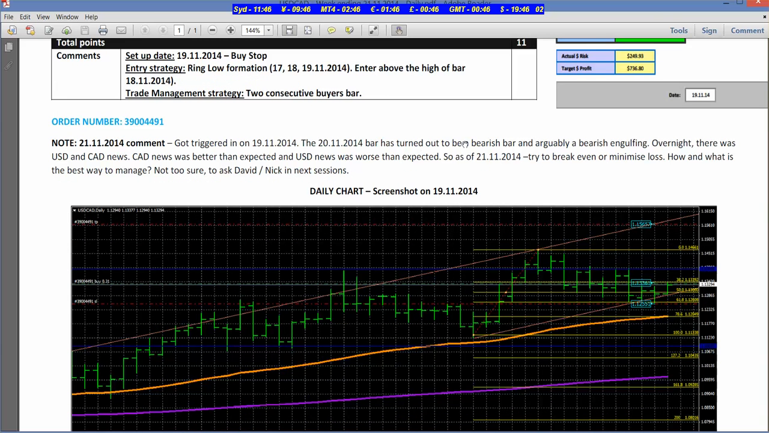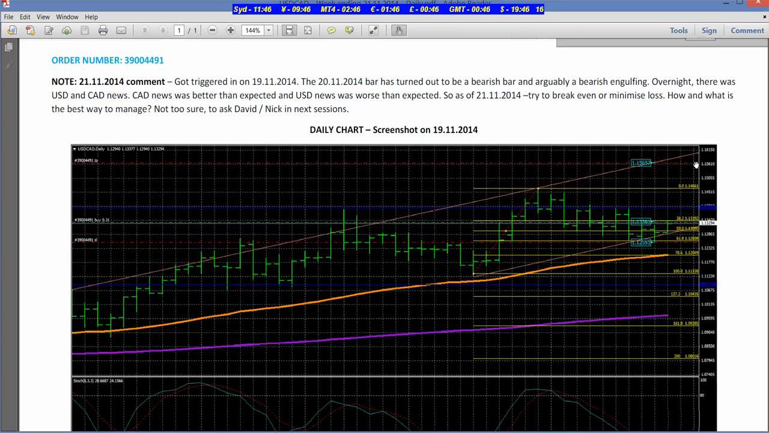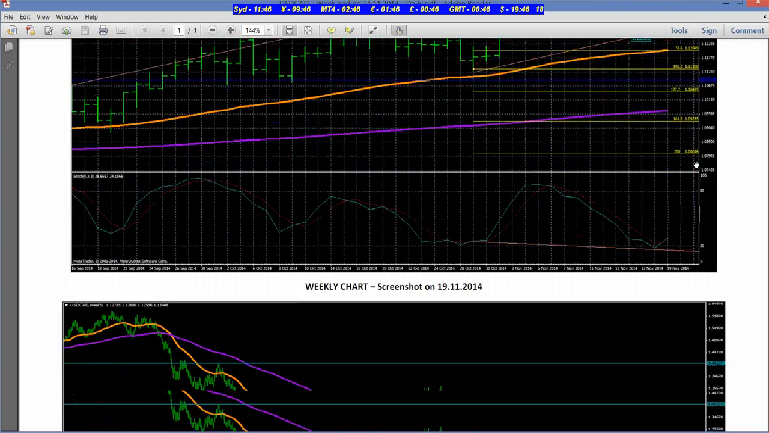Got triggered in, turned out to be a bearish bar and arguably a bearish engulfing. Overnight there was CAD news, better than expected. Try to break even or minimise loss, and what is the best way to manage? Not sure. You wouldn't have had a chance to manage that one really.